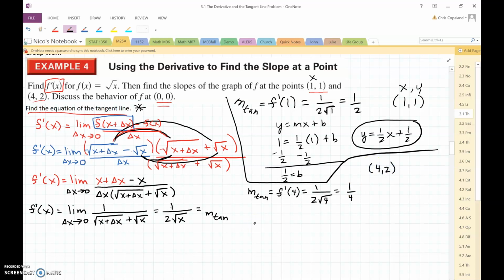So now we want to come up with the equation of the line, y equals mx plus b. Y is 2. The slope at this point is 1/4. X is 4, plus b. This would end up being 1, so I'll subtract 1 from each side. I'm going to get 1 equals b. So the equation of the tangent line at this particular point would be y equals 1/4 x plus b, which is 1.